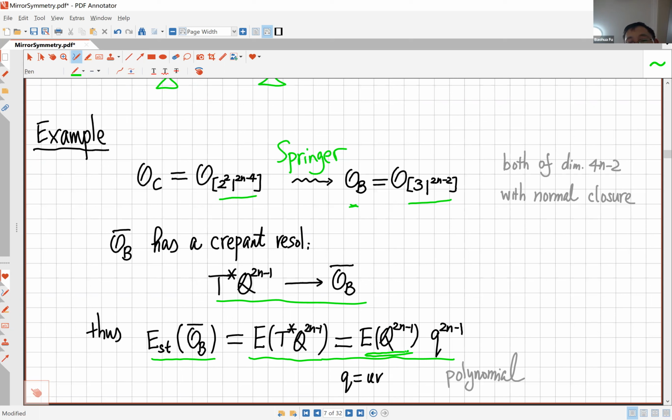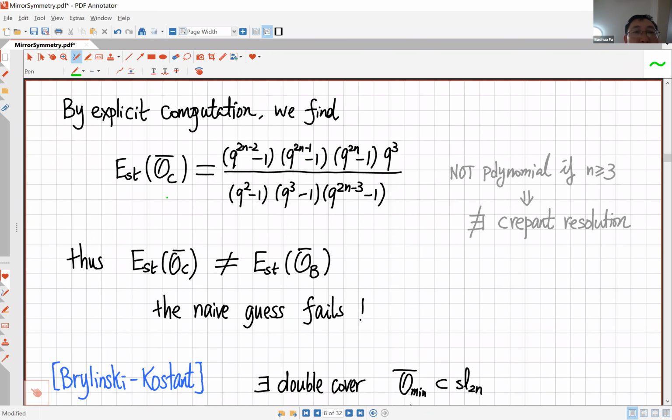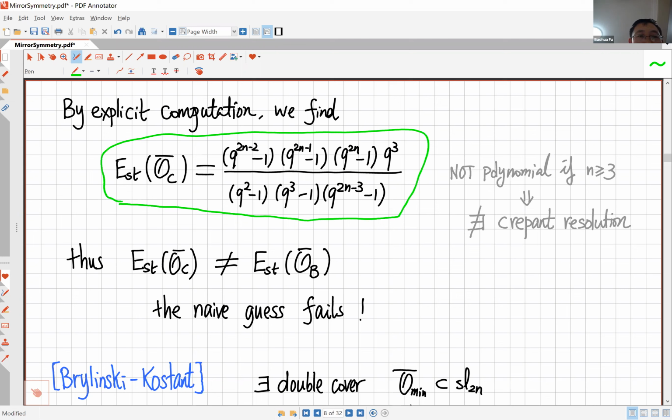So you get the E-polynomial of this hyperquadric plus something, which is just the E-polynomial of this C to the N minus one. So the right-hand part, O_B, has a stringy E-polynomial of this type. In order to compare, we need to compute the stringy E-functional for this O_C. For this O_C, we can do explicit computations. It turns out this becomes something like this. Of course, this is not a polynomial. So in particular, these two are not the same. So the naive guess does not hold in this case.